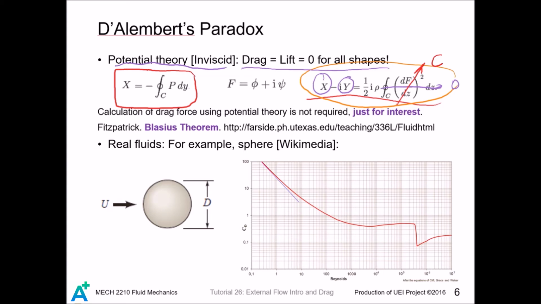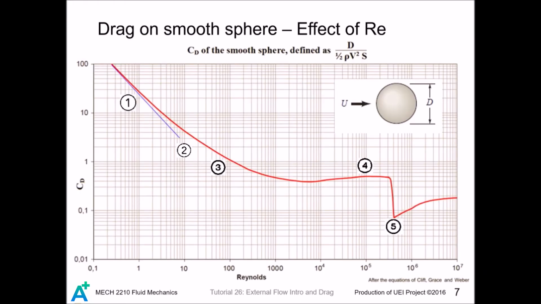And if we study the drag force acting on a smooth sphere by varying the Reynolds number, we find that the drag force is a strange function of Reynolds number, and the drag coefficient, not the drag force, is given in this chart. To carefully study this relation, we label points 1, 2, 3, 4, 5, and look at what happens for the flow over the sphere at each point.